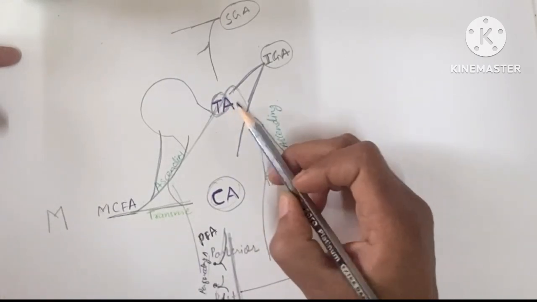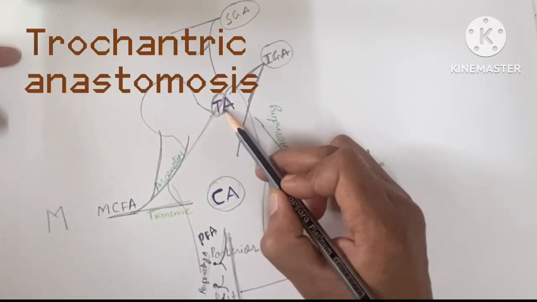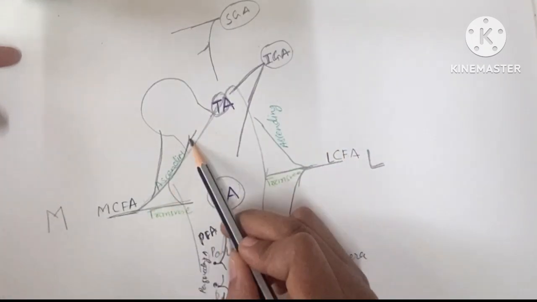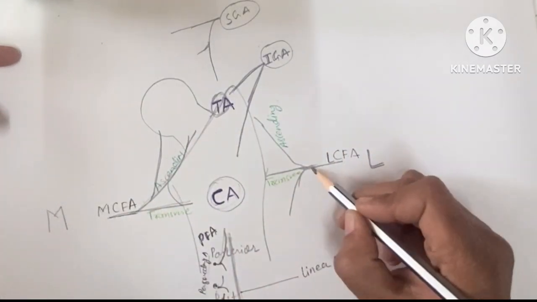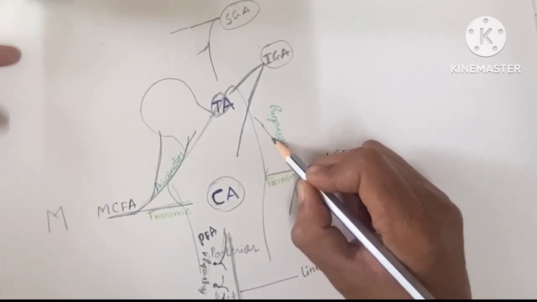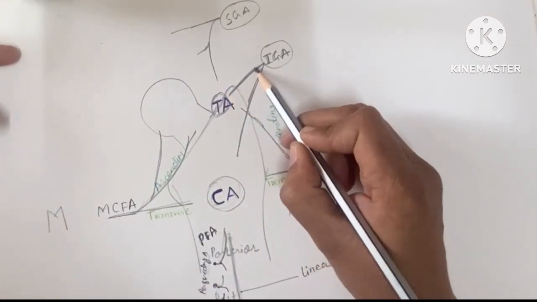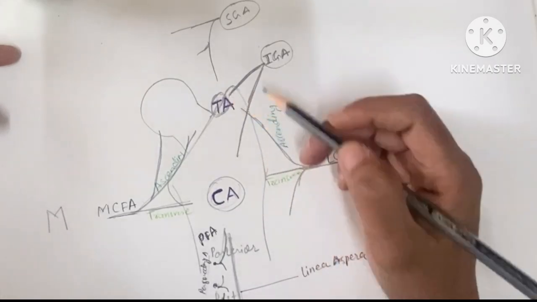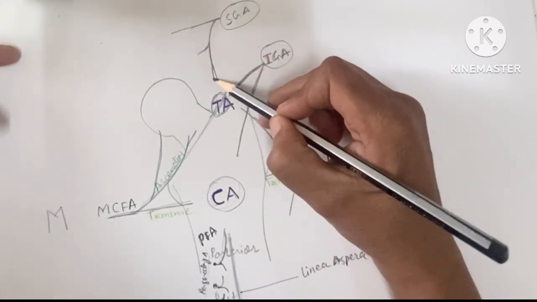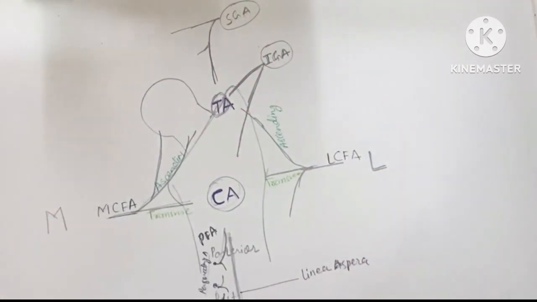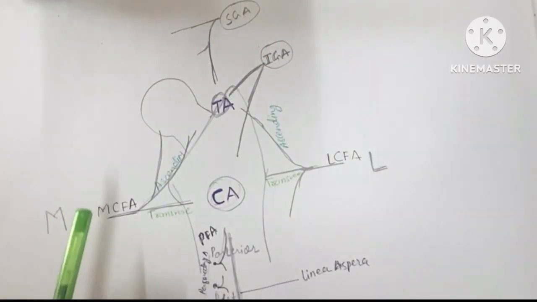Now the trochanteric anastomosis is formed by the ascending branch of the medial and lateral circumflex femoral arteries, a branch from the inferior gluteal artery and a branch from the superior gluteal artery. It is also formed by 4 branches. Trochanteric anastomosis.